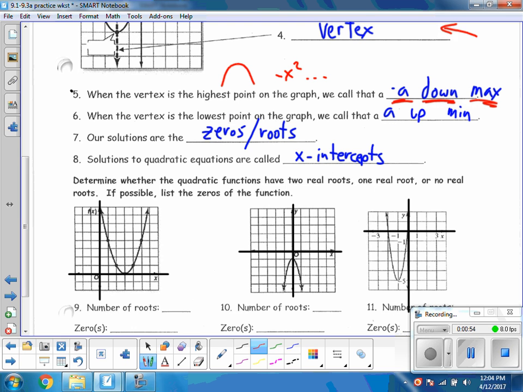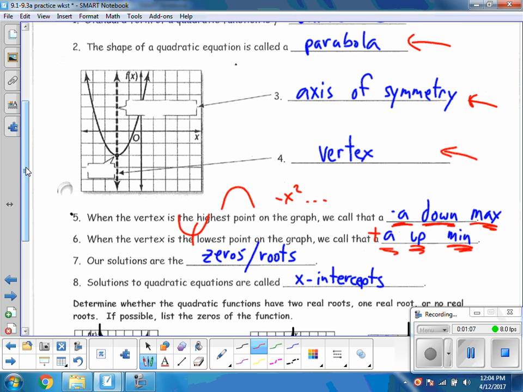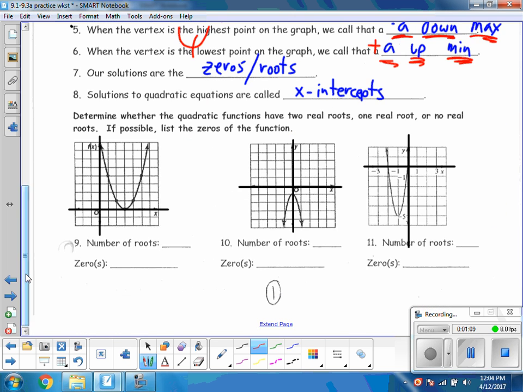When the vertex is at its lowest, like a hole in the ground, we call that a minimum. It's the bottom of the hole. It's the very bottom here. And that's when your parabola points up and your a term is a positive value. So you can start to see that in advance.